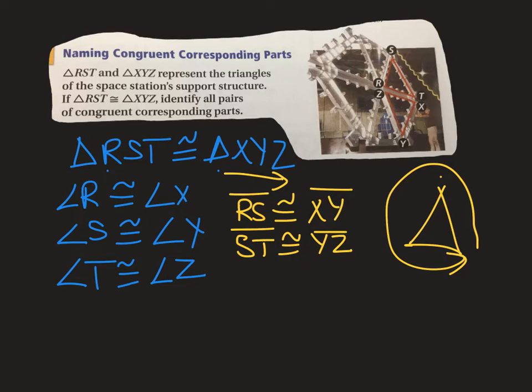But at the very end, we have to loop back. So we have to go from TR. So we're going to go side TR is congruent to side ZX. And so those are our 6 congruent parts.